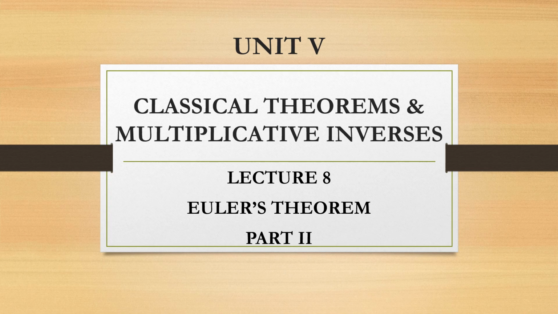So earlier we had seen 7 lectures. The first 3 were for Wilson's theorem, followed by Fermat's theorem in 4, 5, 6. And 6, 7, 8 are for Euler's theorem. The 6th lecture was about the statement and proof of Euler's theorem, and we are going ahead with the problems of Euler's theorem. So let's get on to the presentation.